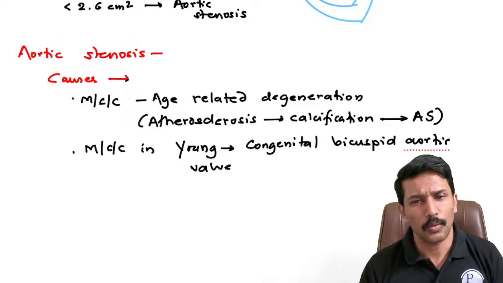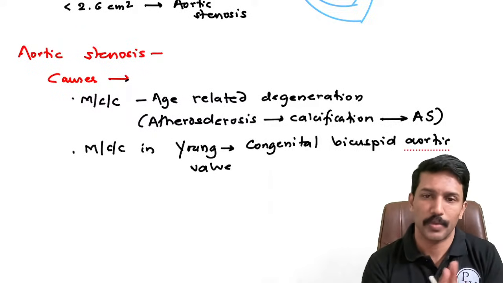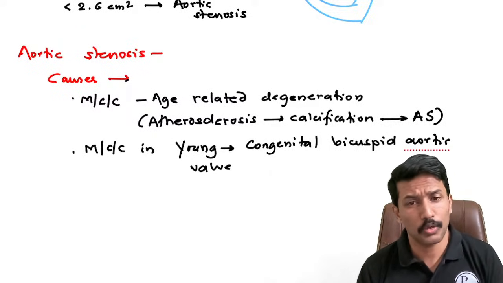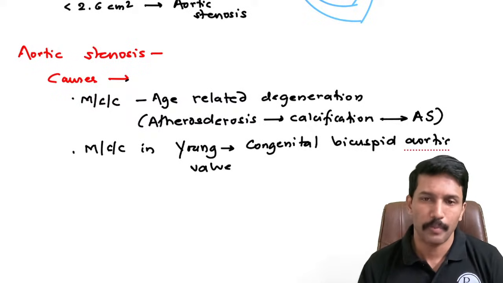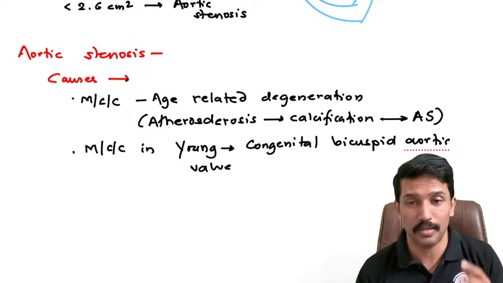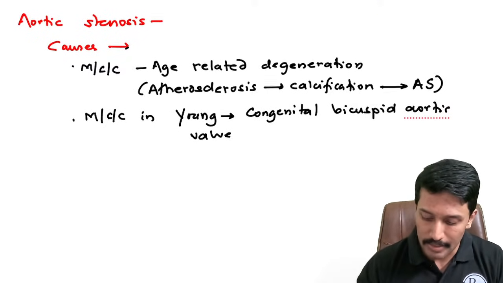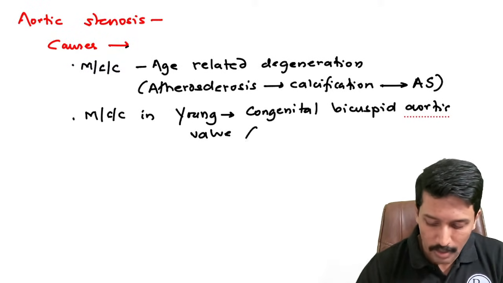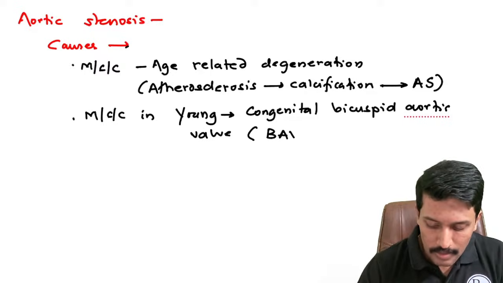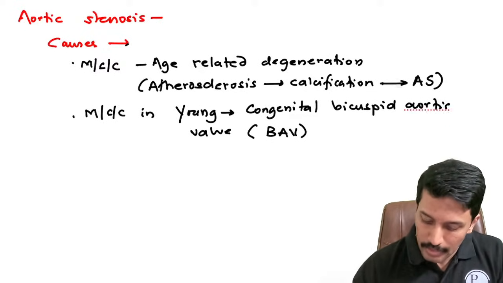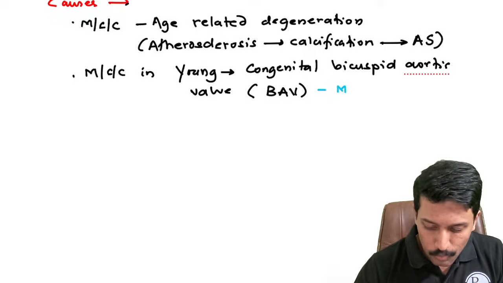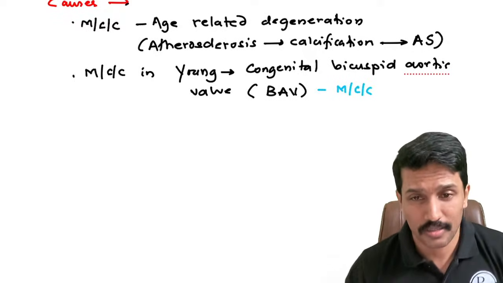So if you see someone in their 20s, 30s or 40s presenting with AS, it is most likely because of congenital bicuspid aortic valve. But if I see someone in their 70s or 80s presenting with aortic stenosis, it is most likely because of age-related degeneration. Congenital bicuspid aortic valve, usually abbreviated as BAV. If you can remember, also mention the most common cause, because it is congenital or inherited.